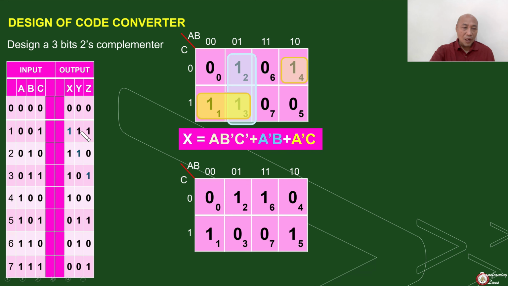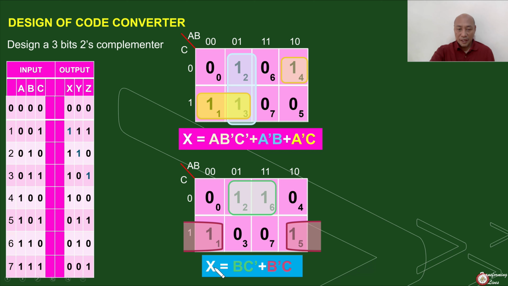So let's deal with Y. So Y will be 1, 2, 5, and 6. How many groups? We can have these 2, they are adjacent, and these 2 also. So there are 2 groups. Therefore, Y will only be equal to, this one is B, C prime, and this group will be B prime, C. We try to observe this equation, however, it is the equation for an XOR. So that becomes Y, therefore, is equal to B XOR C.